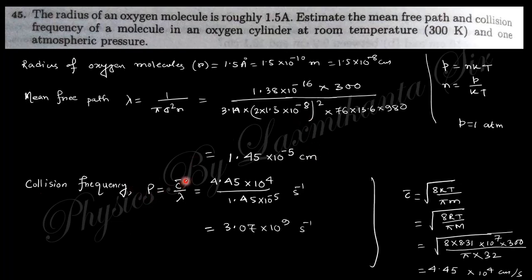And collision frequency is nothing but c bar by lambda. So c bar is root of 8 kT by pi m.